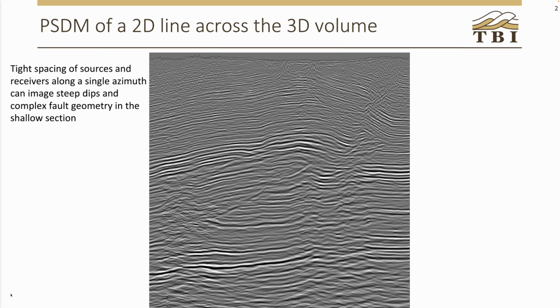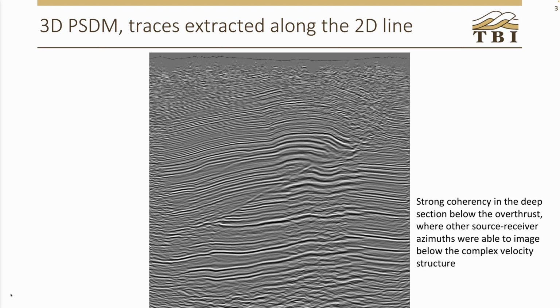We've got pre-stack depth migration of a 2D line across a 3D volume. And we've got tight spacing of the sources and receivers along a single azimuth that can image steep dips in complex fault geometry in the shallow section. In the 3D, these are 3D depth migrated traces extracted along the 2D line, and we've got strong coherency in the deep section below the overthrusts, where the source receiver azimuths were able to image below the complex geologic structure.